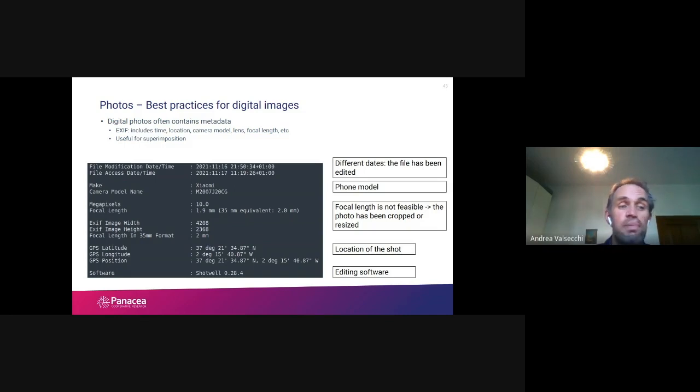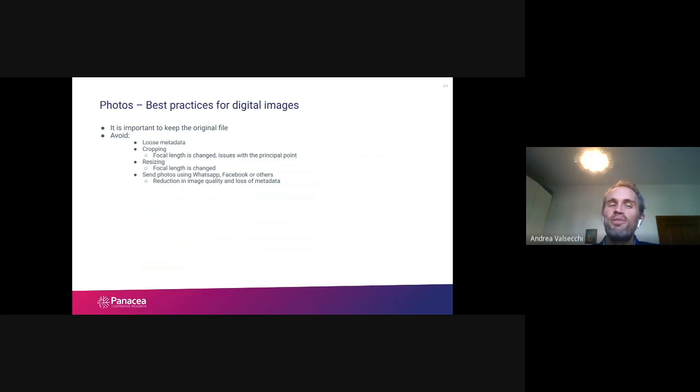Sometimes you even get GPS coordinates, which are obviously very useful. And for instance, by checking the modification time and date, I can see that this is different from the creation of the picture. So probably this photo has been edited. So lots of interesting things in the metadata. And that's why you should be careful to keep them.